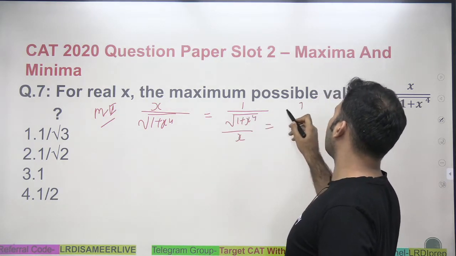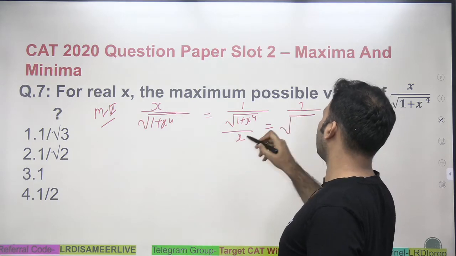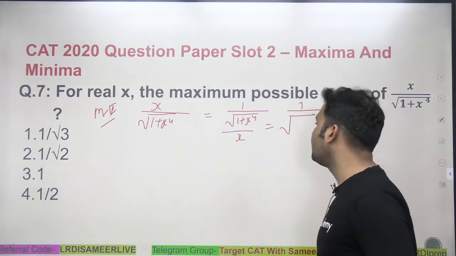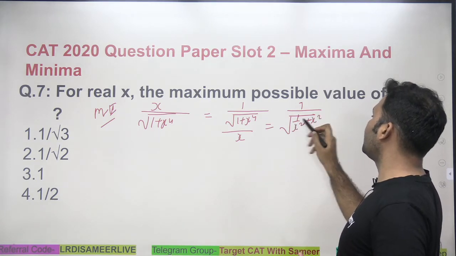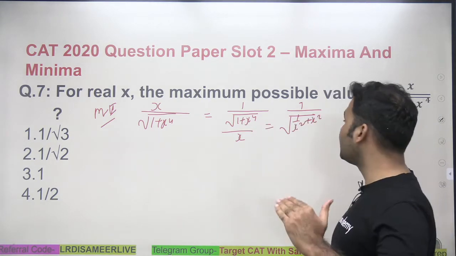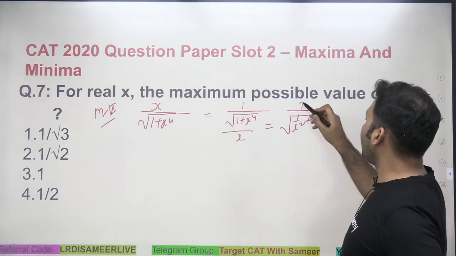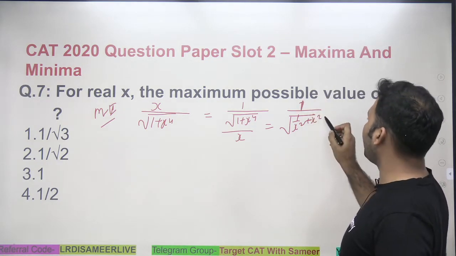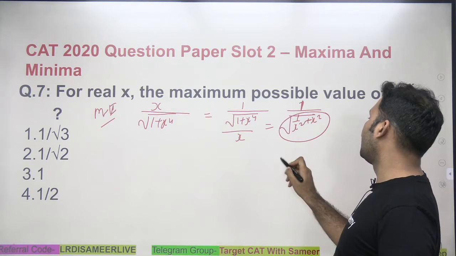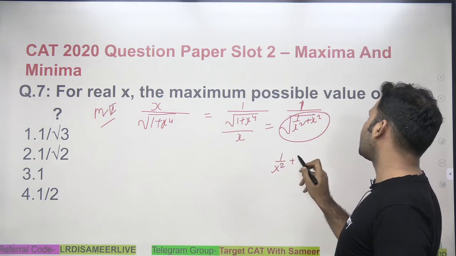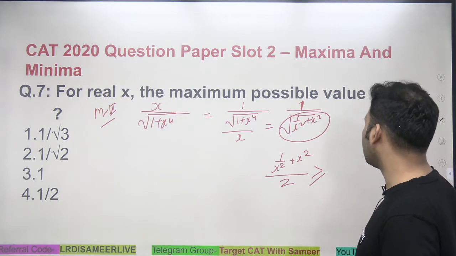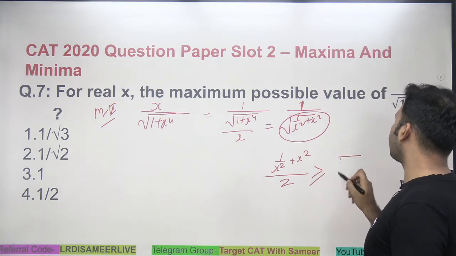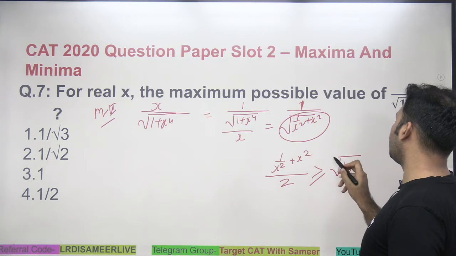Then you can also write it down as 1 upon root, you can take x inside the square root. So this would be 1 upon x square plus x square. When you take x inside the square root, you will be writing it down as x square. Now to maximize it, I need to minimize this value. Now 1 upon x square plus x square, the arithmetic mean of this expression will be greater than or equal to the geometric mean of this expression, right?